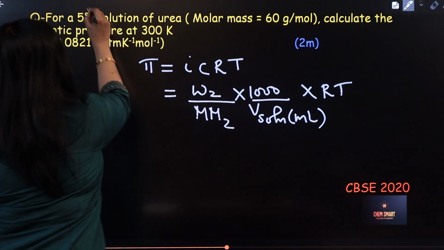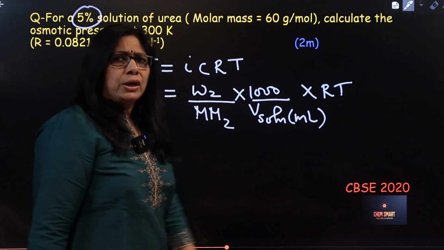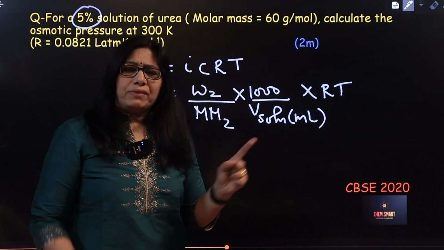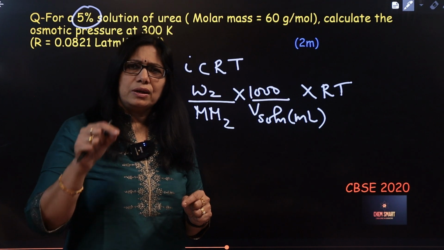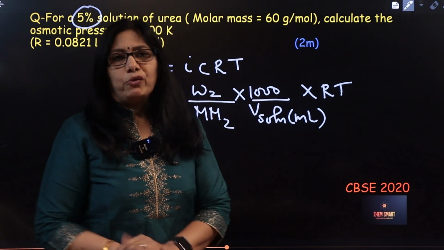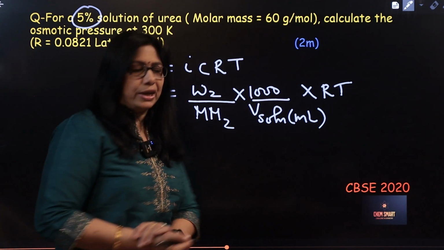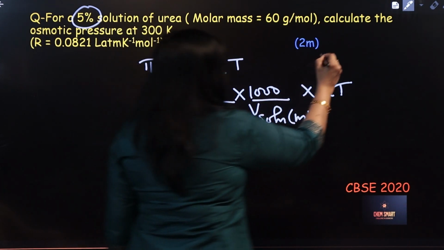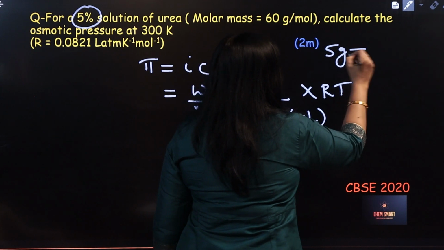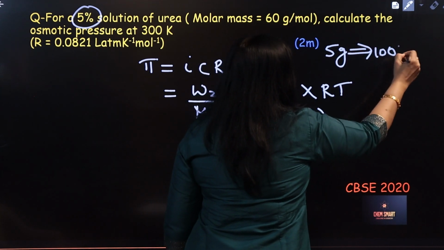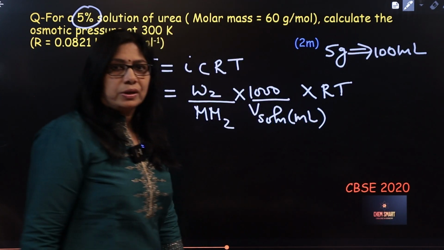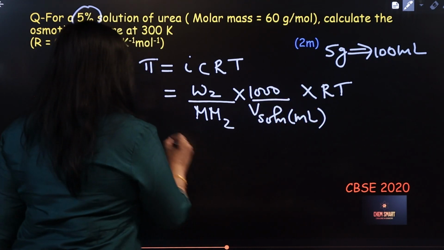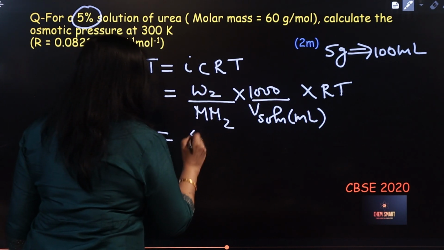It is written 5% solution of urea. Normally in osmotic pressure, such questions, when they write the percentage, normally it means W by V, unless mentioned. So 5% W by V means it is 5 grams solute present in 100 ml solution. So urea 5 gram present in 100 ml solution. So mass of solute is 5.